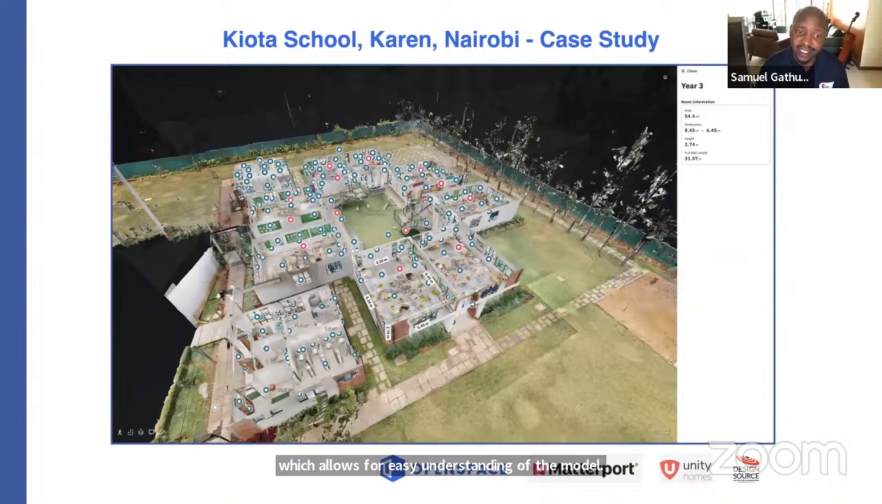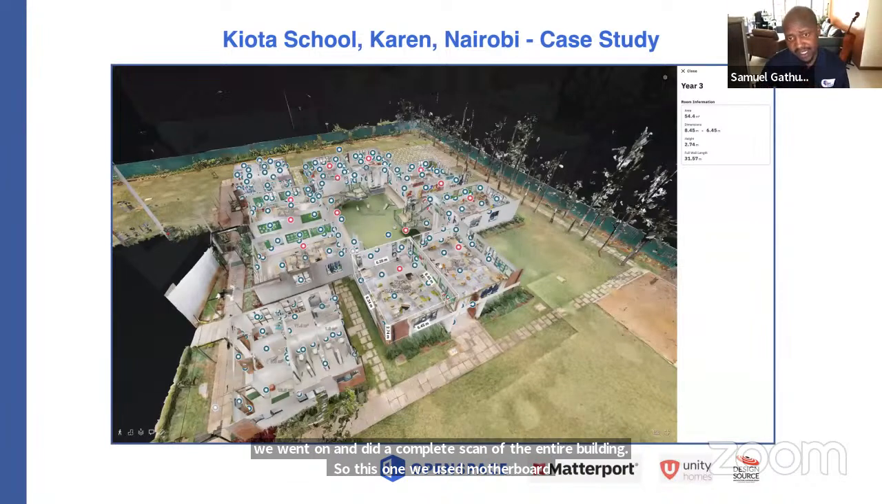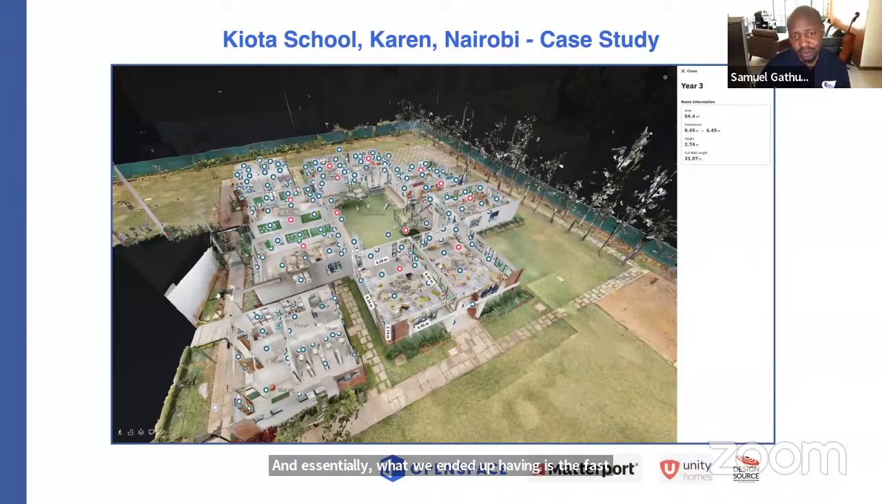Then we went on and did a complete scan of the entire building. So this one we used Matterport. And essentially what we ended up having is the fast scan or the fast conditional scan of the asset. Let me call it the asset. Then what you're seeing there as tags essentially was us now adding more data into the digital twin. And this data was essentially the spec of whatever was used to build the tiles, what do you call them?